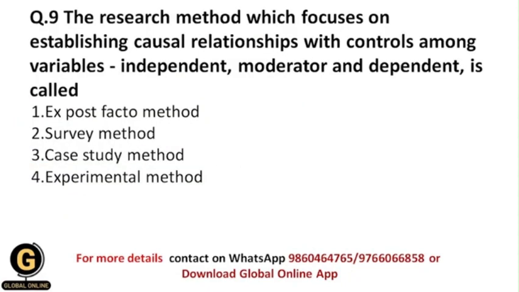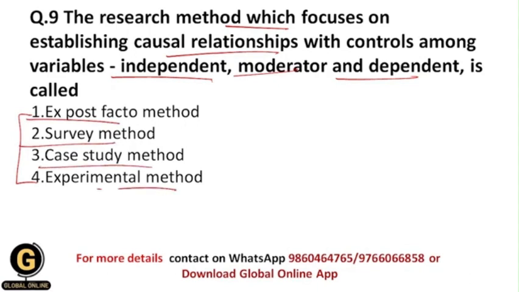Next is the research method which focuses on establishing causal relationships with controls among variables, independent, moderator, and dependent is called. So among these research methods, which is the research method which focuses upon establishing the causal relationships between the variables, and as well here we are going to be having controls among the variables like independent variable, moderator variable, or dependent variable. Okay, so ex post facto method, survey method, case study method, experimental method.